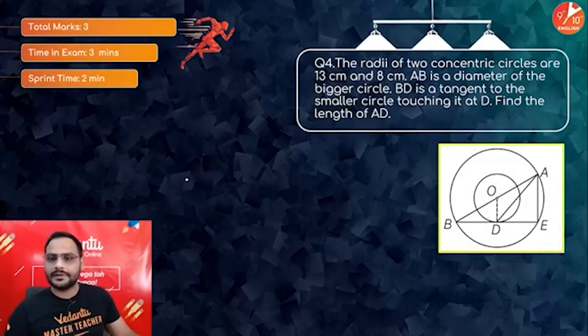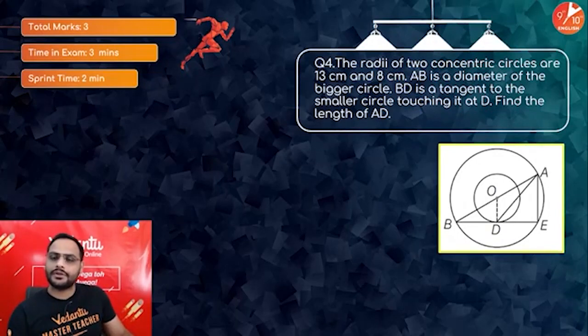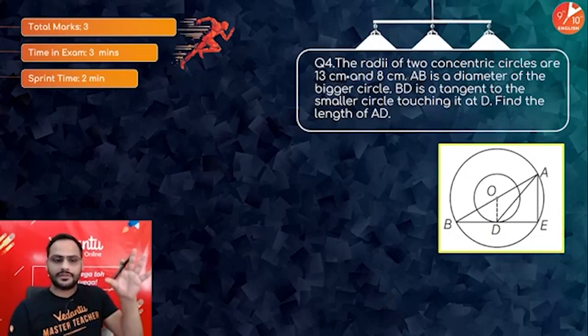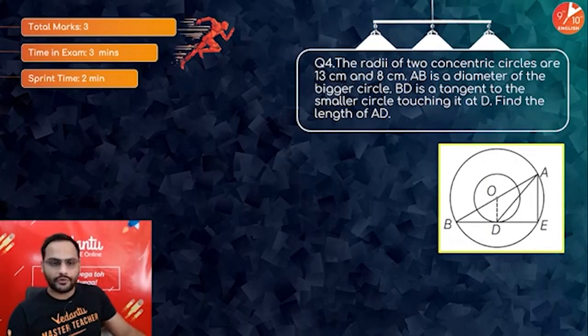Next question. What is it saying? The radii of two concentric circles are 13 centimeters and 8 centimeters. So you can see over here two concentric circles. The smaller one has radius 8, the larger one 13 centimeters. AB is the diameter of the bigger circle. BD is a tangent to the smaller circle touching at D. BD is a tangent, D is the point of contact.